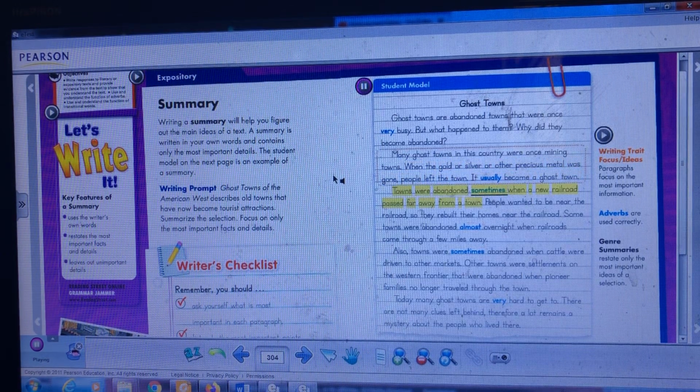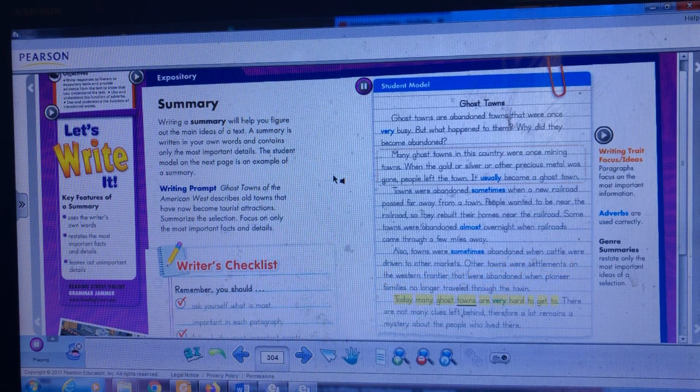Towns were abandoned sometimes when a new railroad passed far away from a town. People wanted to be near the railroad, so they rebuilt their homes near the railroad. Some towns were abandoned almost overnight when railroads came through a few miles away. Also, towns were sometimes abandoned when cattle were driven to other markets. Other towns were settlements on the western frontier that were abandoned when pioneer families no longer traveled through the town.